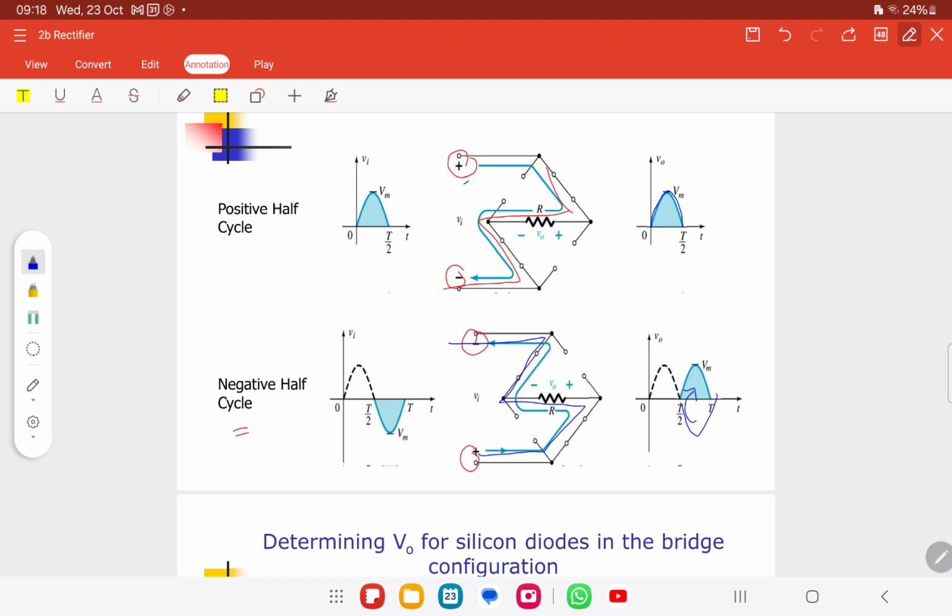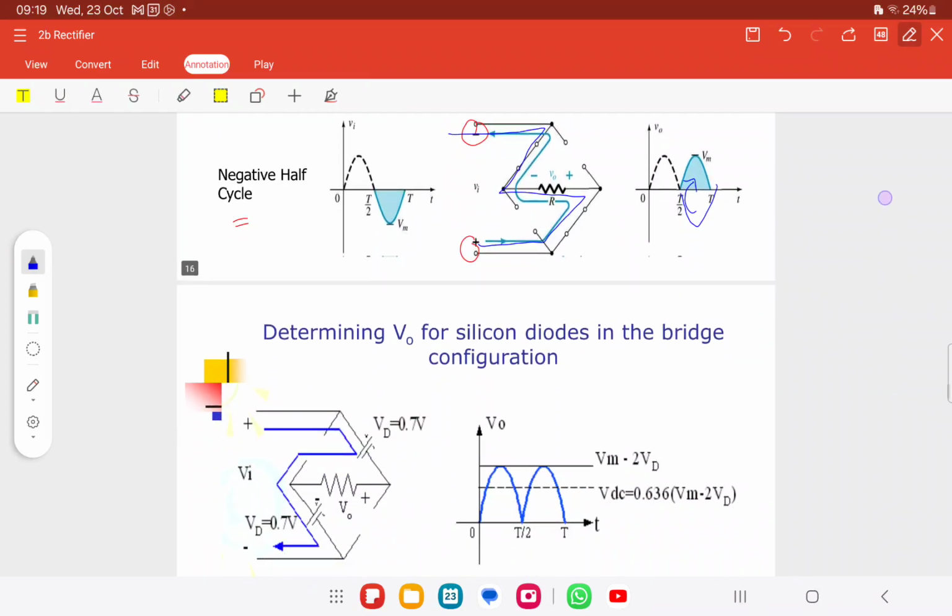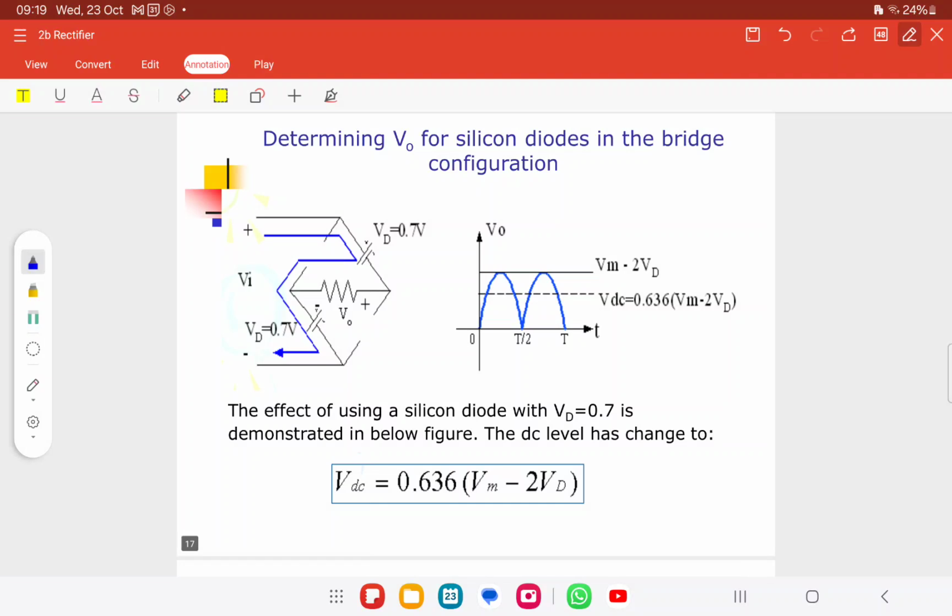Okay. So this one Vm minus 2 VD. So it is 0.636 Vm, sebab dia 2 kali lalu kat diode. 2 VD ni because 2 diode. Dia lalu the first diode and then the second diode, at one operation. Sekali lalu je terus lalu untuk 2 diodes.